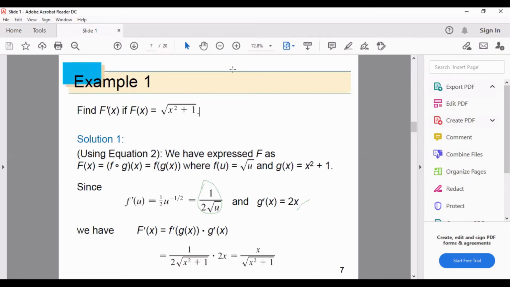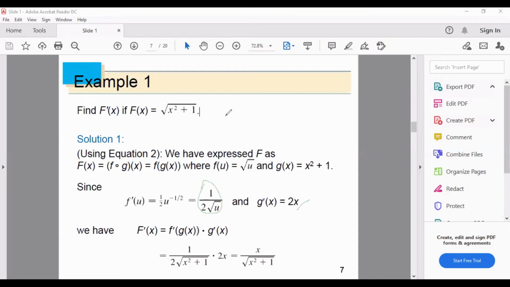In short, what we have to do is take the outside function and differentiate it, but we don't substitute x; we substitute the inside function. So it is 1 over root u, then we put u equal to x squared plus 1, because the inside function is x squared plus 1, times the derivative of the inside function. Because here we have the composition of two functions. Is it clear or not? Let me know if you have any question.